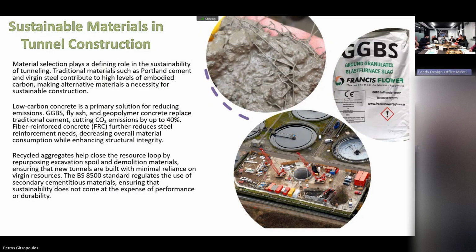Material selection plays a defining role in the sustainability of tunneling. Traditional materials such as Portland cement and virgin steel contribute to high levels of embodied carbon, making alternative materials a necessity for sustainable construction. Again, references to GGBS, fly ash, polymer concrete. They can cut emissions by up to 40%, which is huge. Fiber reinforced concrete further reduces steel reinforcement needs, decreasing overall material consumption while enhancing structural integrity.